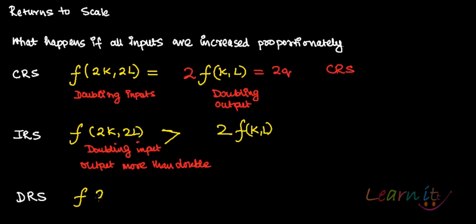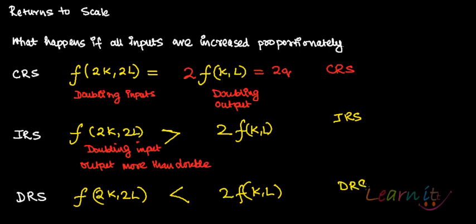F(2K, 2L), in case it is less than 2F(K, L), it would give less than double the output. It would be less than double the output. Okay. Well, this is the case of IRS. This is the case of DRS.